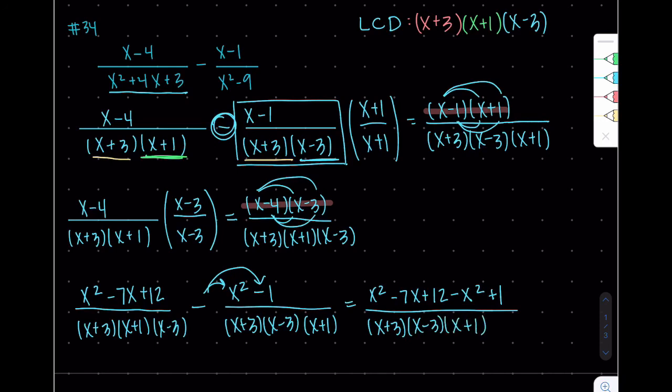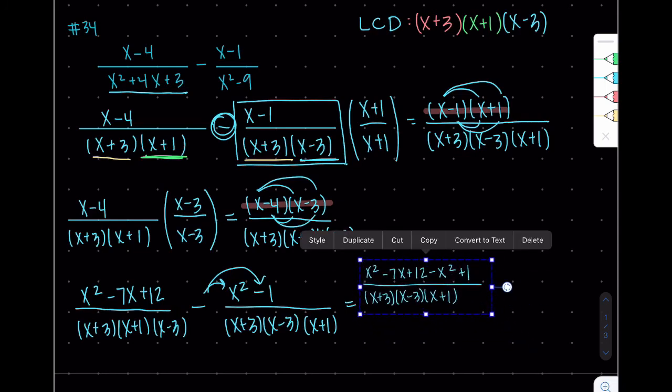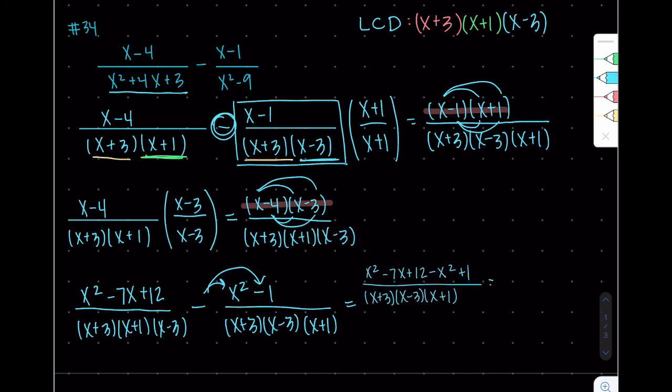And then make this a little smaller, give us some room. This is going to simplify. These will cancel. So we'll get negative 7x plus 13 over that LCD again. And there is your answer.